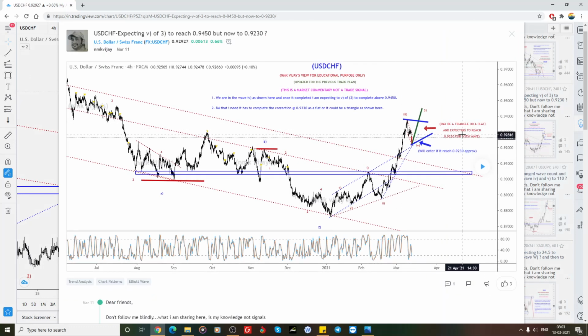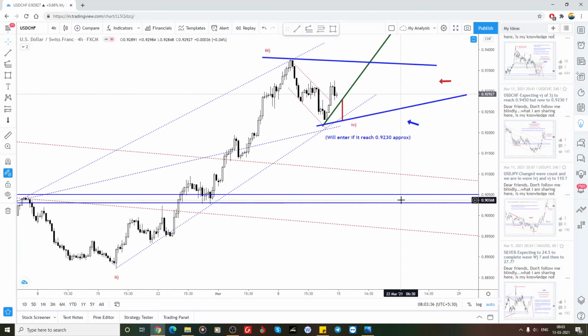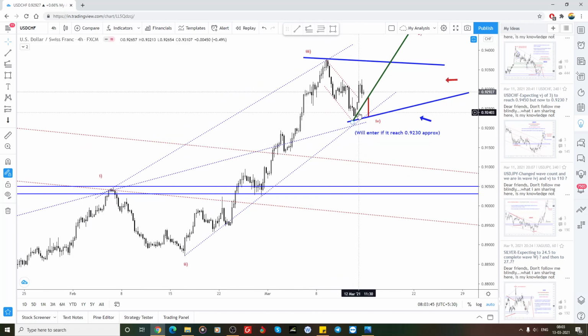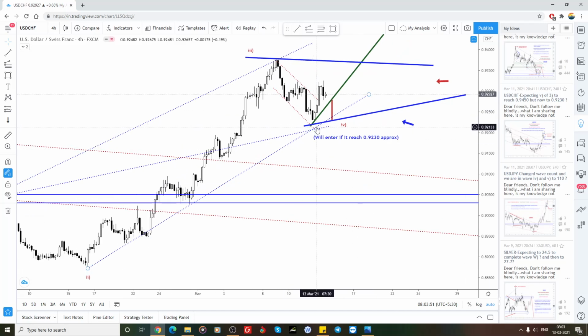I'm expecting it could be a triangle or a flat correction, but I'm expecting 9230 for that fourth wave here. At the time it was traded at 66 while I'm posting, and I'm looking for the 30 zone, but it came for 9231. That was the low here. Yeah, 9231 is the low. I didn't enter here because my order was at 25. I made it because here I expected a trend line, but it didn't trigger.